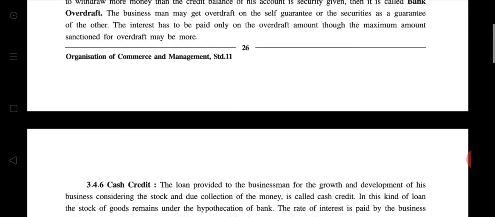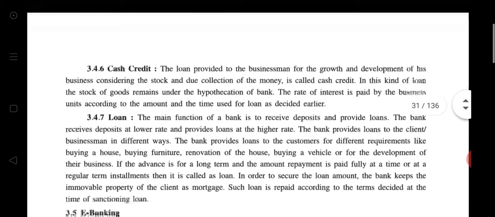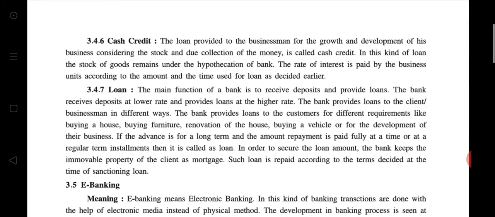Then cash credit. Now cash credit, just read. The loan provided to the businessman for the growth and development of his business, considering stock and the collection of money, is called cash credit. See students, we studied both bank overdraft and cash credit. So you also know the difference between cash credit and overdraft.